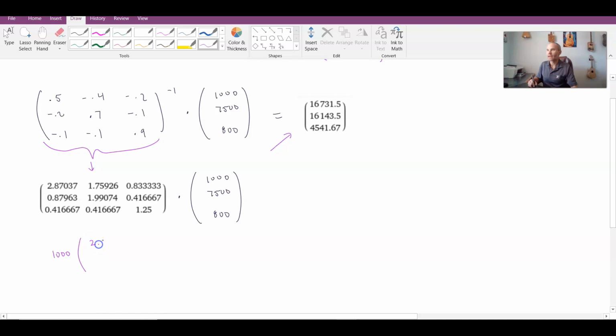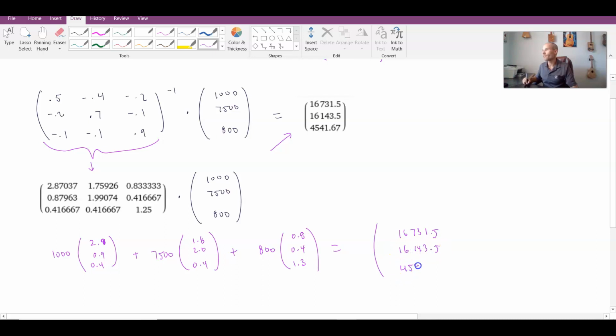from manufacturing, and I'm going to round some of these, 2.9, 0.9, 0.4, plus 7,500 times 1.8, 2.0, 0.4, plus 800 times 0.8, 0.4, and 1.3. And that's what's going to give me this vector here, 1673.1.5, 16143.5, and 4541.67. So what can we learn from this?